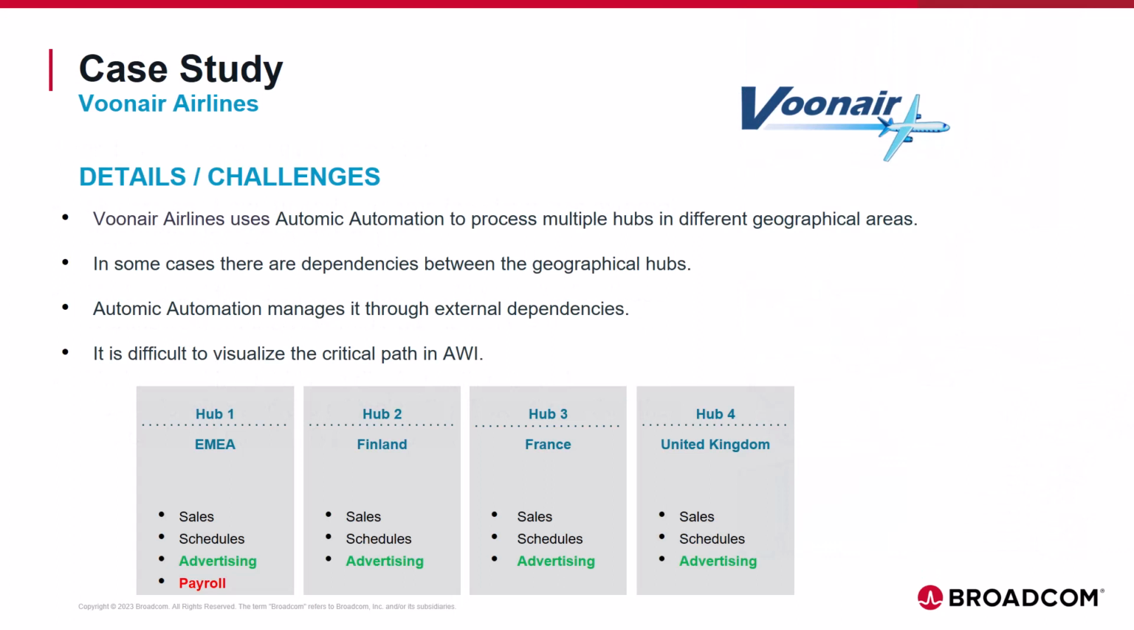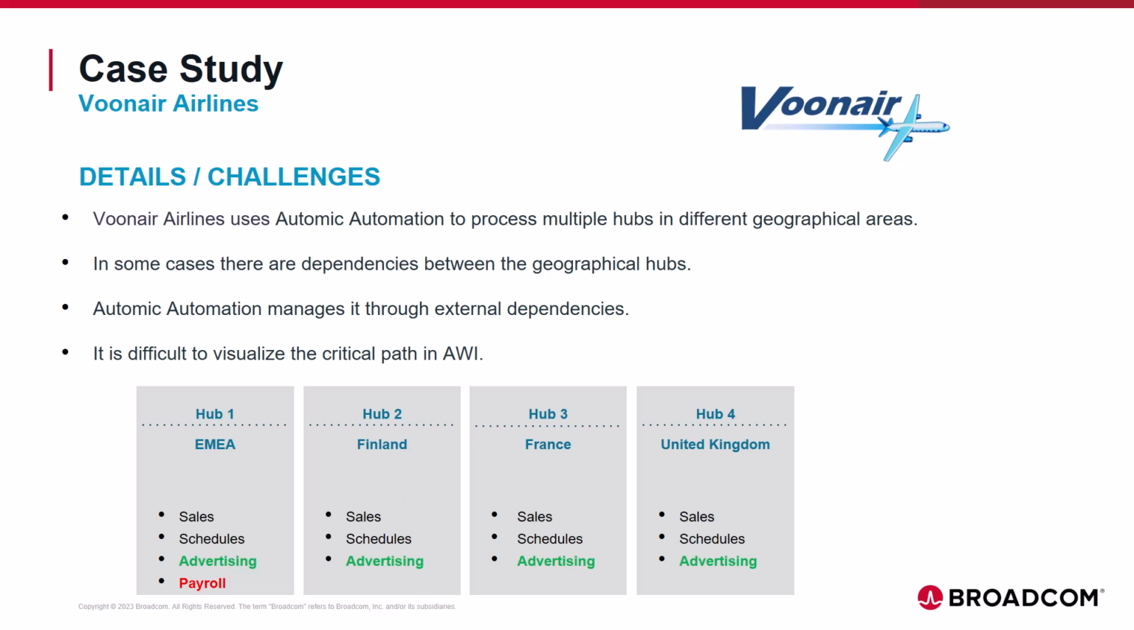First, let's walk through a fictitious use case to help us understand how these features can work. We have a company, Vunair Airlines, that manages air travel all over the world. They have flights in many geographical areas such as Europe, the Middle East, Africa, and other countries. They run many of the same processes for each location, for example, sales, advertising, payroll, etc.